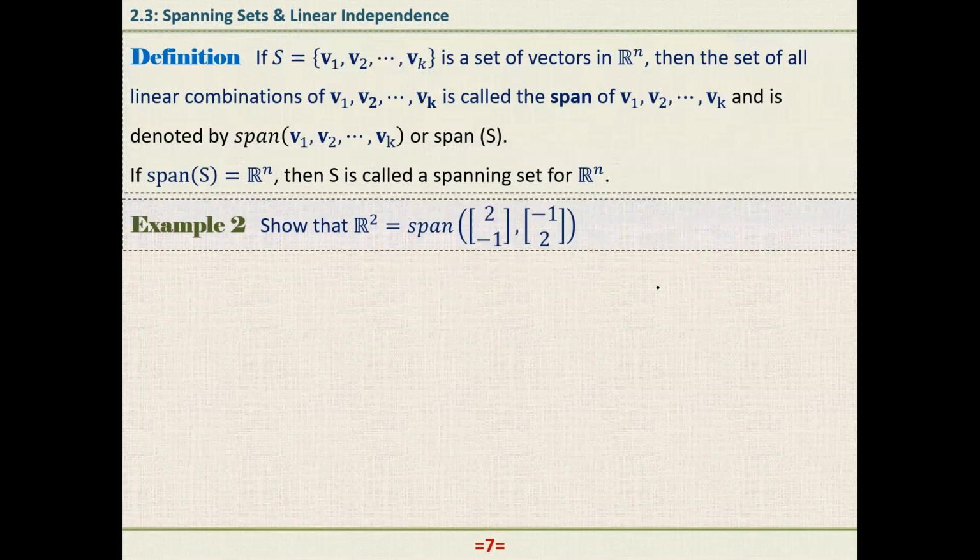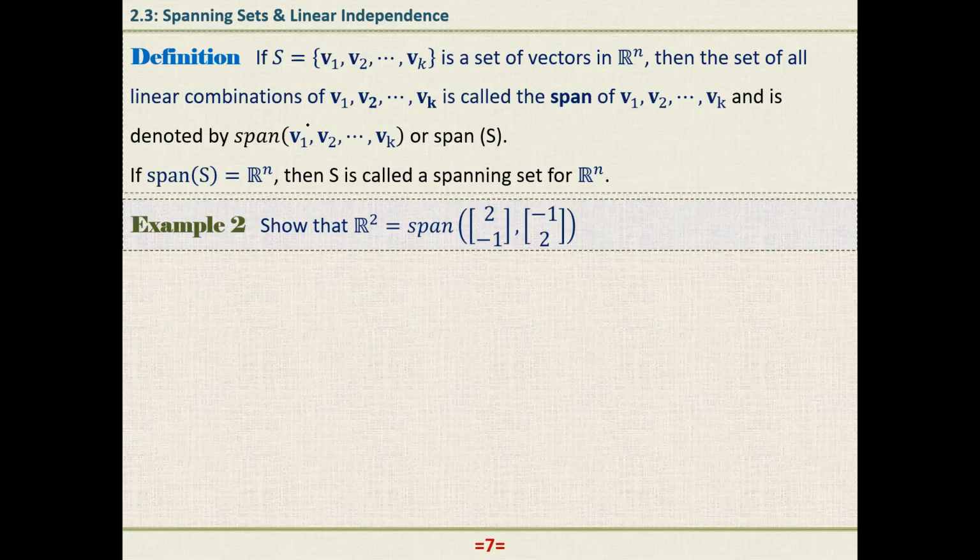All right. Next important thing, spanning sets that we talked about in the first slide, and linear independence. Definition: if S is a set of k vectors, those are V1, V2, through Vk. Here we are given a set. The set contains k vectors and is a set of vectors in Rn. Each vector is taken from Rn.